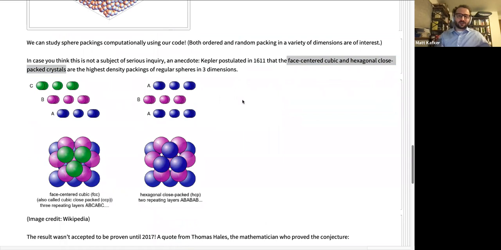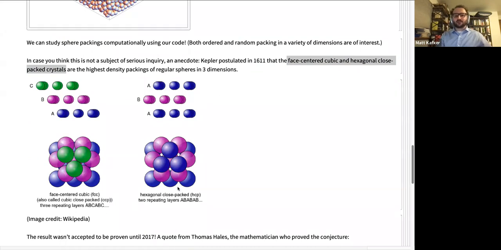So this is what they look like. One of these is described as sort of like the way that you pack oranges at the grocery store or something like that. I can't remember which one it is. Maybe it's both, whatever. These are very regular packings of spheres. It was hypothesized in 1611 that this was the case, and it was proved in 2017. So this is no joke.